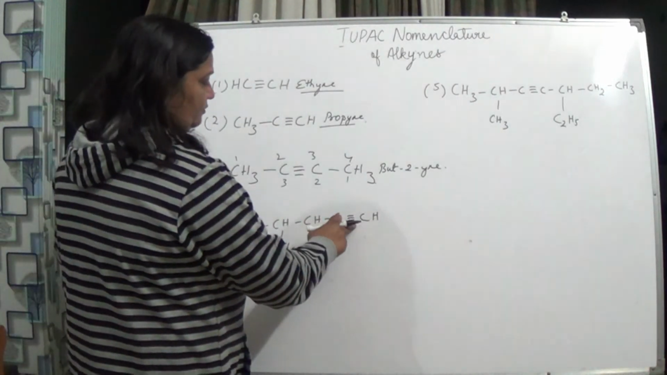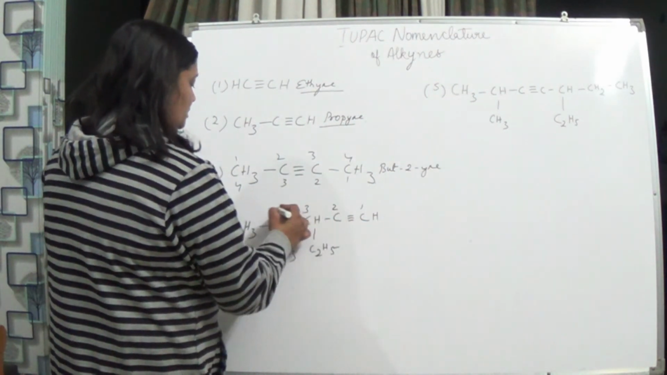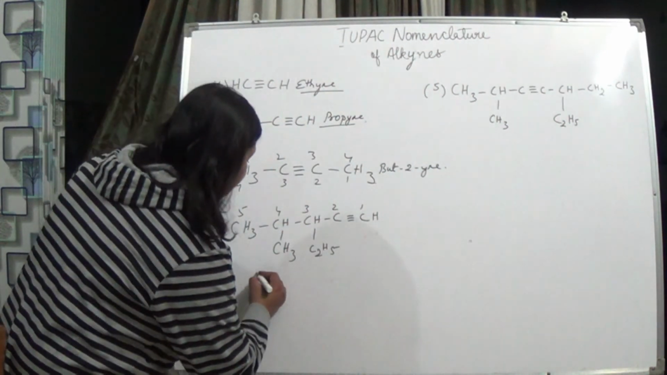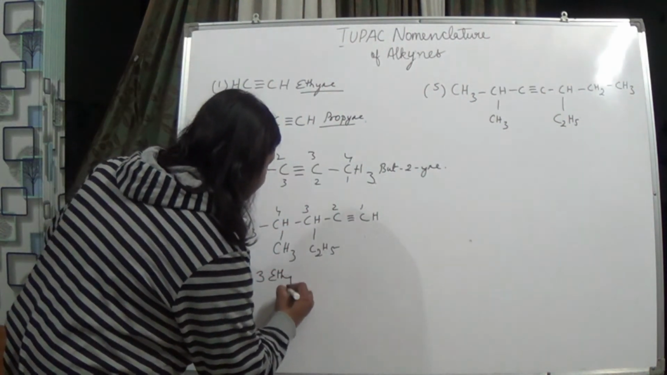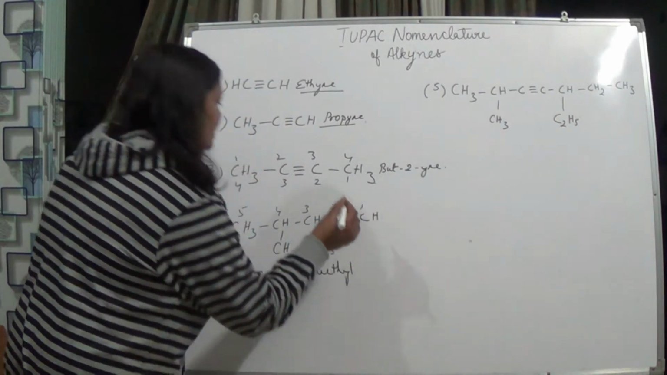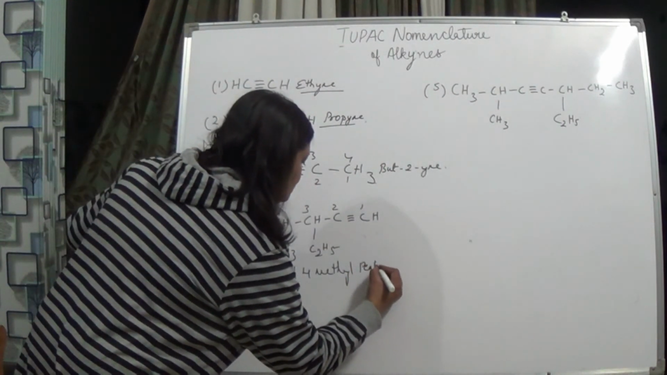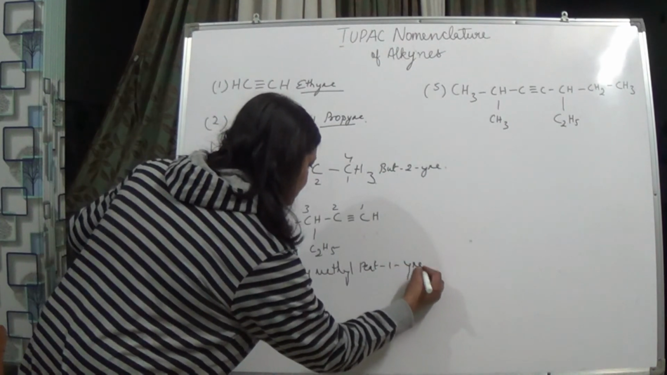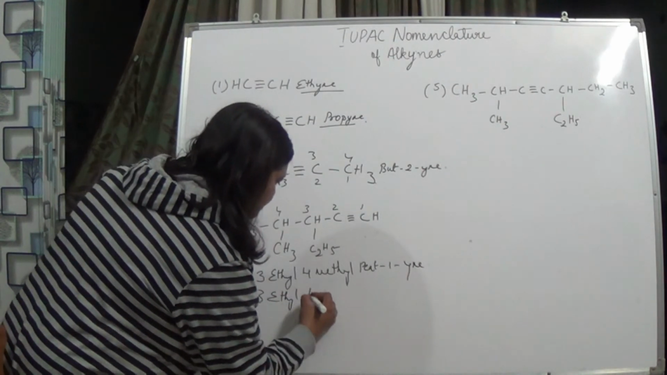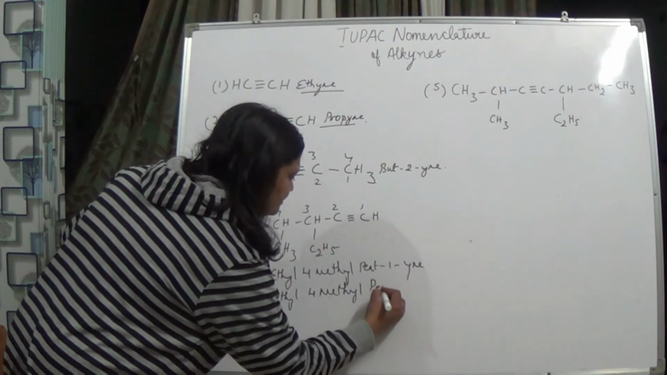Here what will it become? We see the triple bond over here, so we will start the counting from this side: 1, 2, 3, 4, 5. So it becomes 3 ethyl, 4 methyl, and this is 5, so pent 1 yne. Here you can also write 3 ethyl, 4 methyl pentyne.